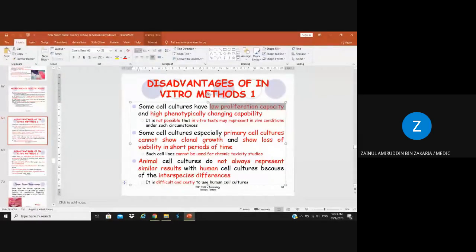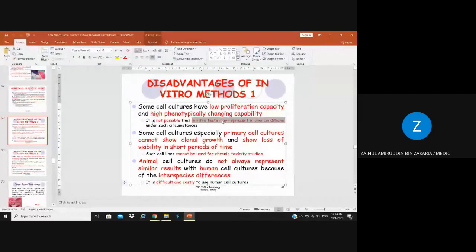Paracetamol is toxic, but after it goes to the liver, it is processed to produce its metabolite, NAPQI. This NAPQI is highly toxic and starts causing damage. That's why if you consume paracetamol in overdose, you can get liver damage and you can die because of the excess production of the metabolite of paracetamol. So this kind of thing makes it impossible for in vitro to represent in vivo conditions.